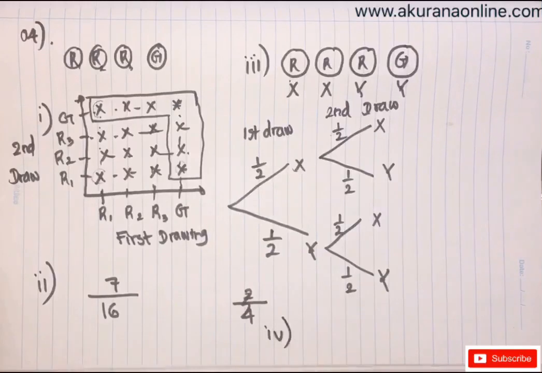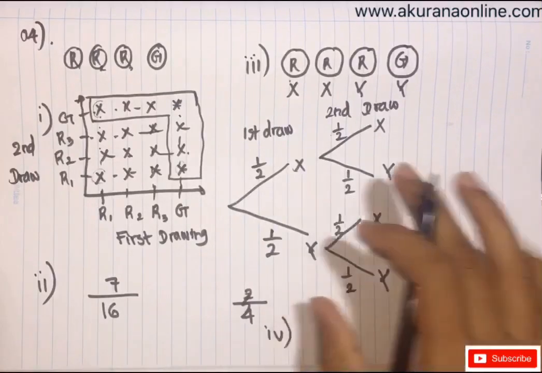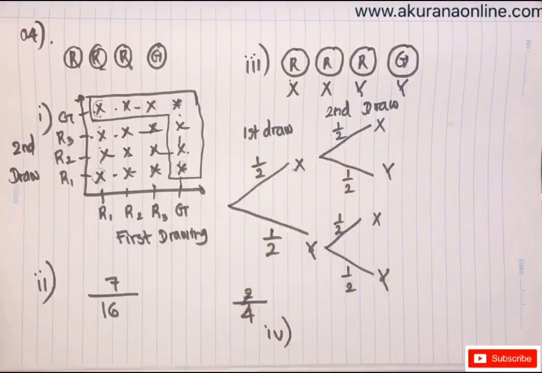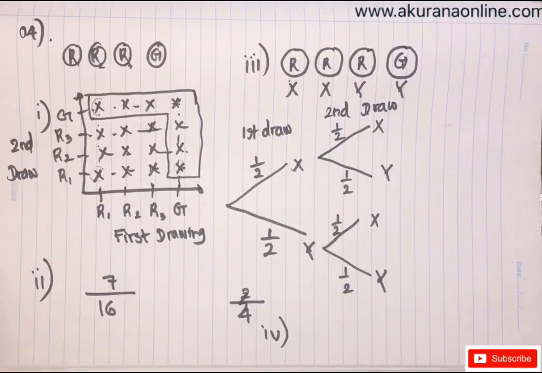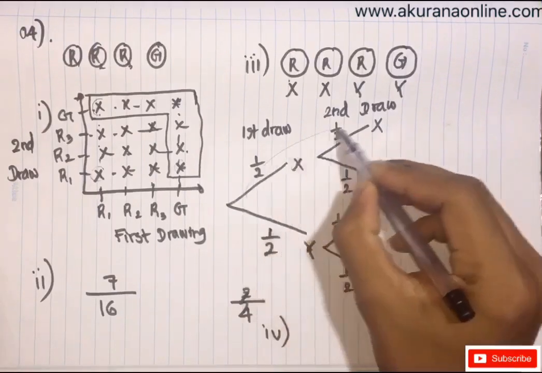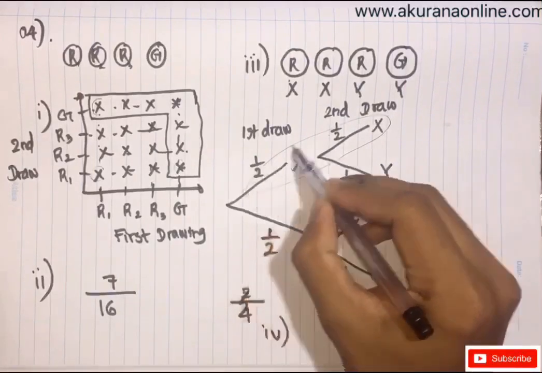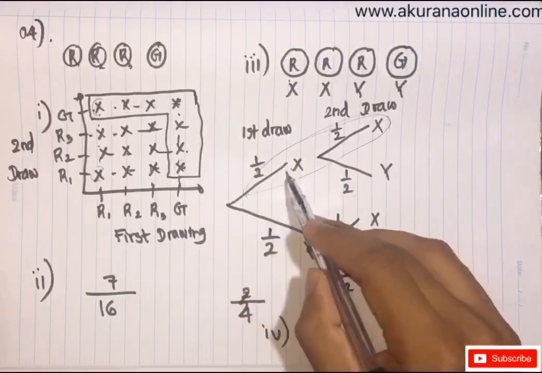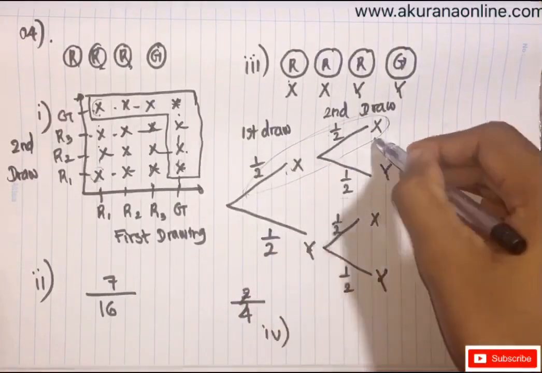Fourth part, the third part you have to just fill with these probabilities. The fourth part they have said is find the probability of drawing balls marked with the same letter on both occasions. Same letter, you have to find the probability of drawing balls marked with the same letter. What is the probability of getting the same letter at both occasions? Now consider this branch. In this tree diagram you can take this branch because you have x in the first row and second also you have an x.